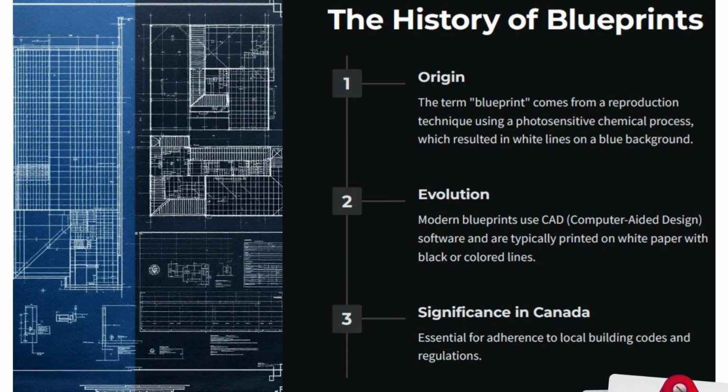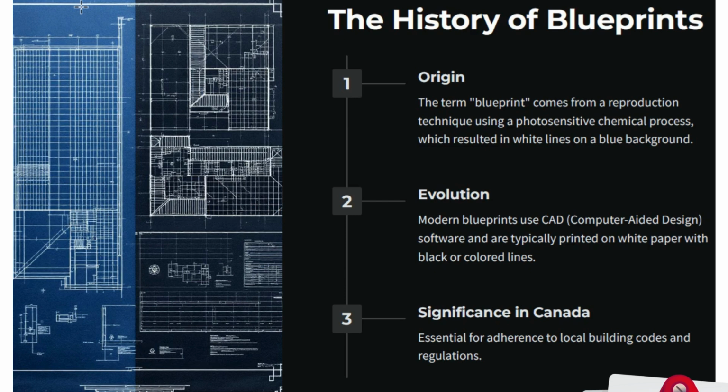The history of blueprints. Origin: the term blueprint comes from a reproduction technique using a photosensitive chemical process, which results in white lines on a blue background. This is like the old way of the blueprint. As you can see here in the drawing, this is how the blueprints used to look. It's a white line used on a blue background, and this is why it's even called a blueprint.